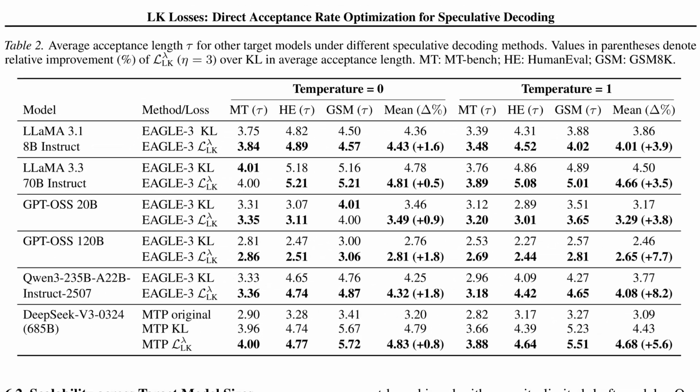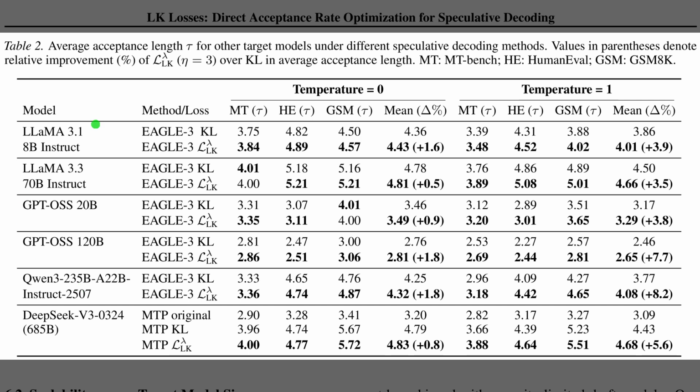Expanding on those initial findings, Table 2 demonstrates that these gains hold up across a much wider range of target models. The list includes architectures scaling from Llama 70B all the way up to the massive DeepSeek V3. Notice the distinct performance shift between the temperature settings. The relative improvements, shown in parentheses on the right, are consistently higher at temperature 1. For example, looking at the Qwen3 model, the LK loss boosts mean acceptance length by over 8%. Similarly, the DeepSeek V3 results at the bottom show a steady 5.6% gain, confirming the method scales effectively.